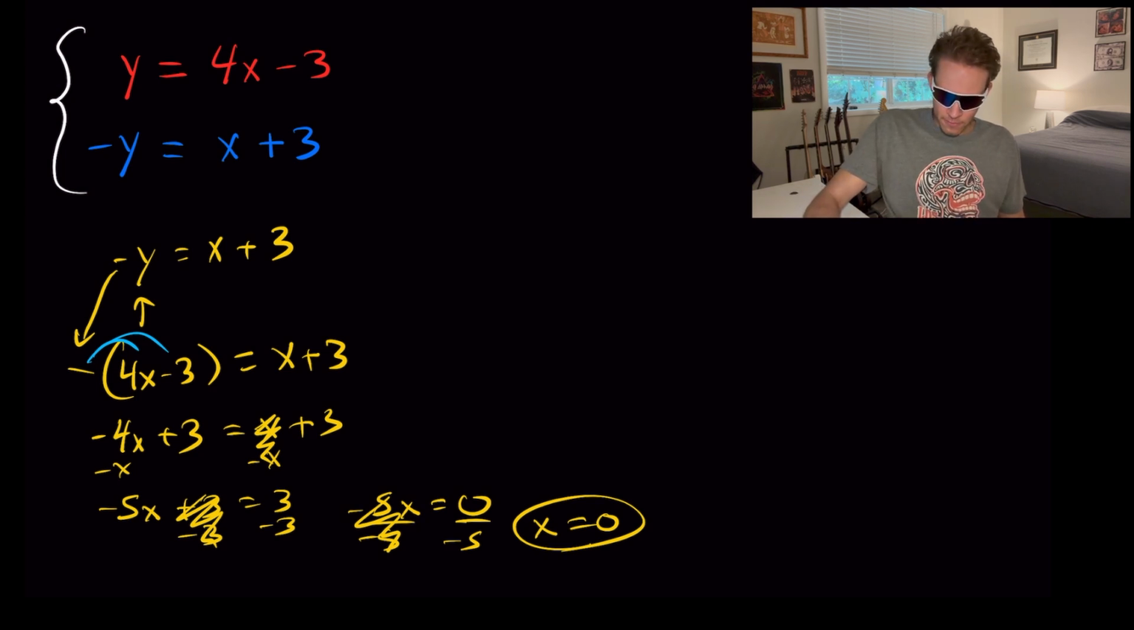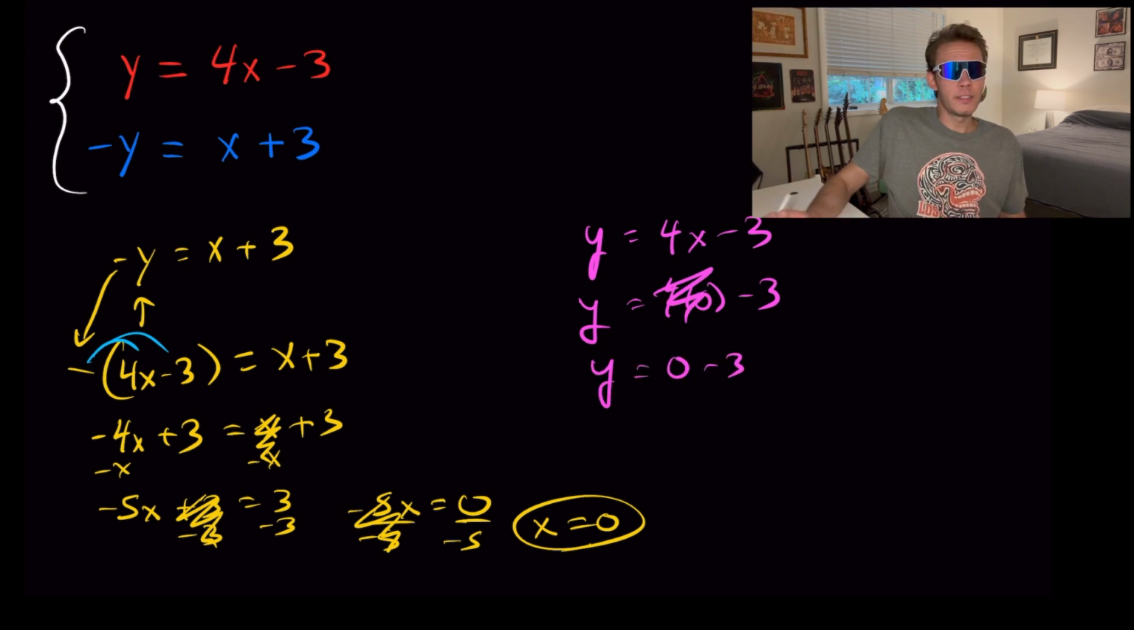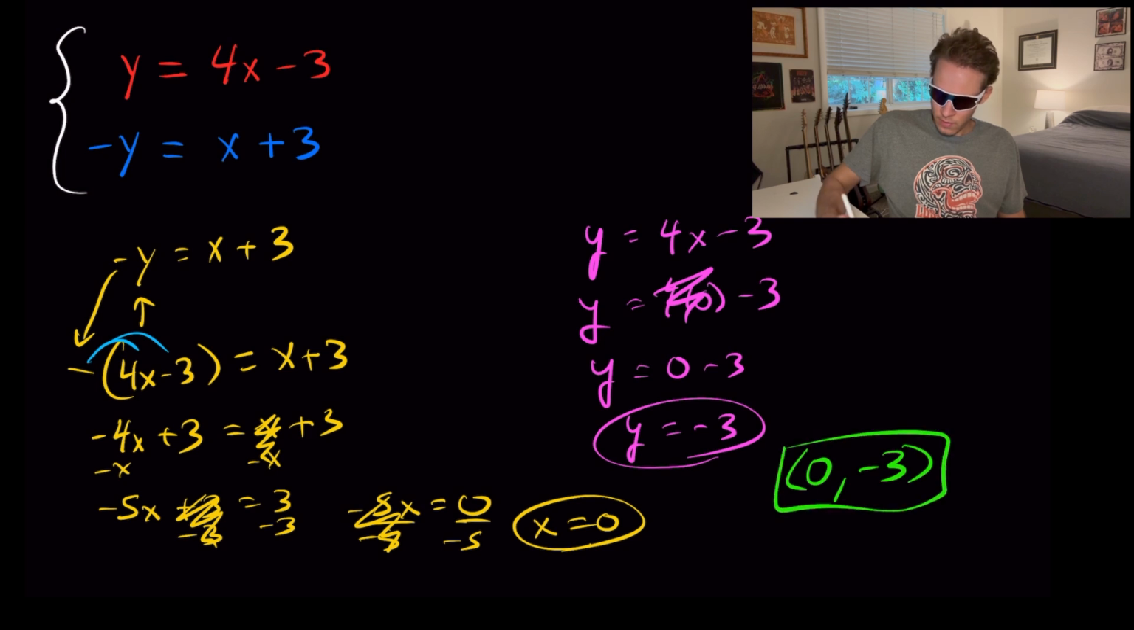All right, for figuring out what y is, again, just take what you found for x and plug it into either one of those two equations. We'll go with the top one. So y is equal to 4x minus 3. I'm going to replace x with 0, so 4 times 0 minus 3. 4 times 0 is 0, so I'll have y is equal to 0 minus 3. 0 minus 3 is negative 3. Y is equal to negative 3. And the point where these lines intersect is going to be 0, negative 3.